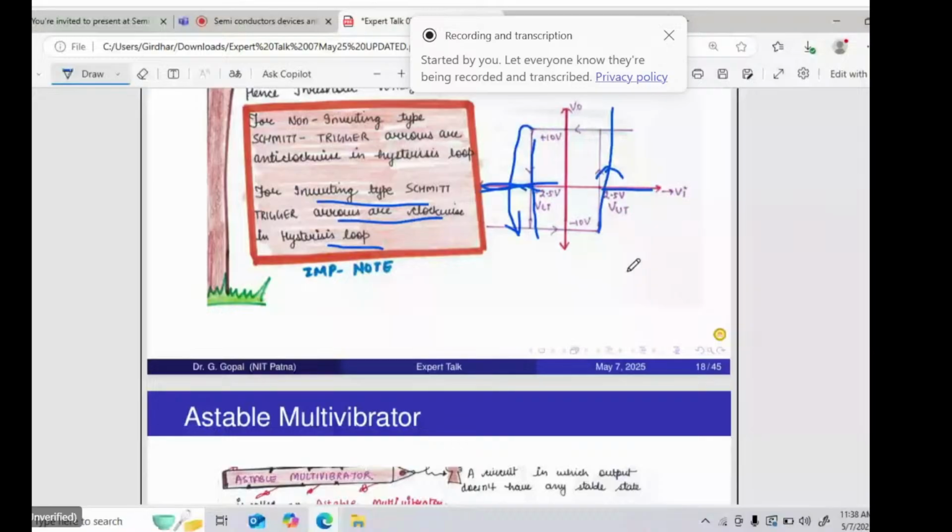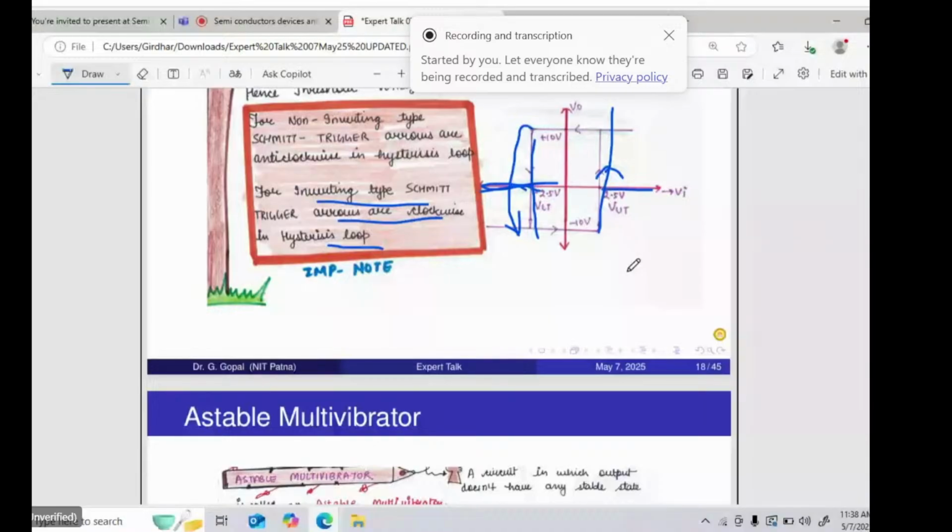Right. Now come to the astable multivibrator. As the term states, in an astable multivibrator there are no stable states. No stable states means both states are quasi-stable. To attain the quasi-stable state, you require some feedback circuit. But what is interesting in the astable multivibrator is that there is no external input. This is very interesting here.